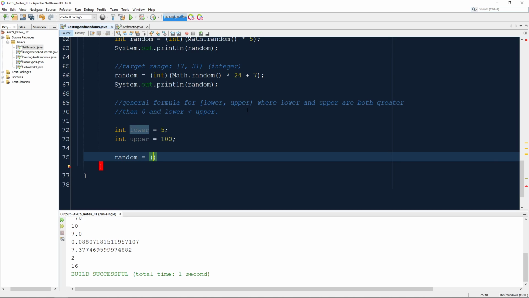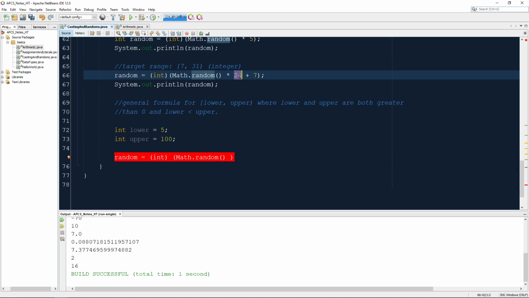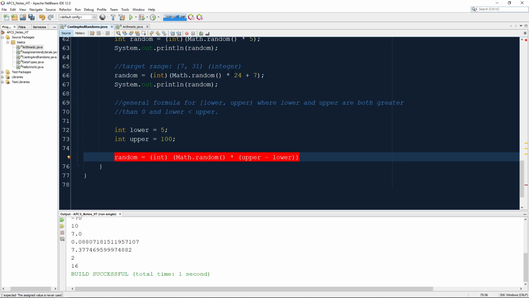The same thing is going to apply. Our cast will be the last thing. We will do our multiplication. And so what did we do here? How did I get 24? I said 31 minus 7 is 24. So it was upper minus lower. So times upper minus lower. And notice I do need the parentheses because the subtraction happened first. If I don't put parentheses, then it'll be random times upper, subtracting lower. That's not what we want. So we want upper minus lower as one number multiplied against random. And then afterwards we add, what was 7? It was the lower, so plus lower. And there's our formula.